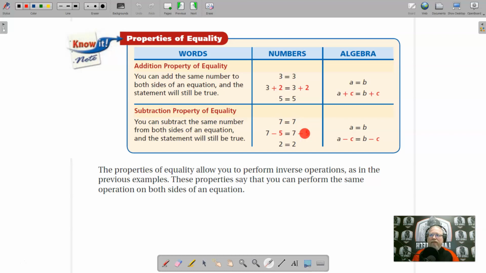Let's subtract 5 from each side. We get 2 equals 2, and that is also a true statement. In algebra, we say that A equals B, if this is a true statement, and we subtract C from each side, we still have a true statement as well. The properties of equality allow you to perform inverse operations, as in the previous examples. These properties say that you can perform the same operation on both sides of an equation.